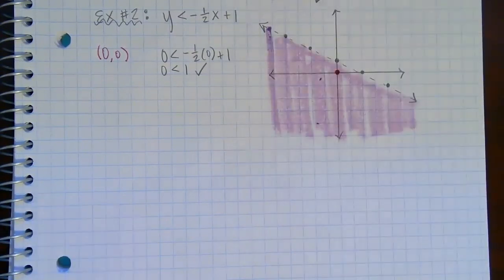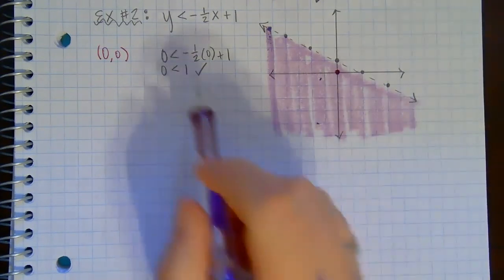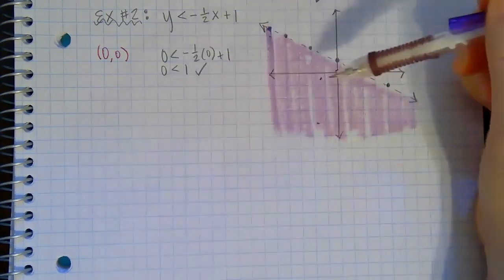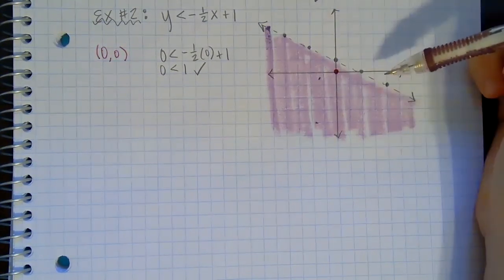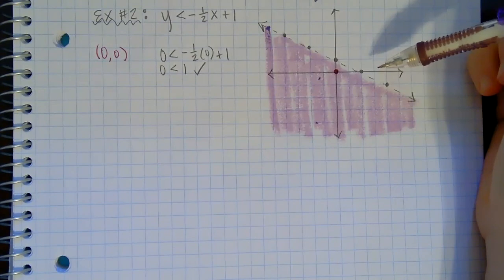And there is my solution. Now I do want to make one comment really quick. If it had come out false, what would I do? Well, I would not shade on the side where the 0, 0 is. I would shade on the opposite side, just like we did before with the other ones.